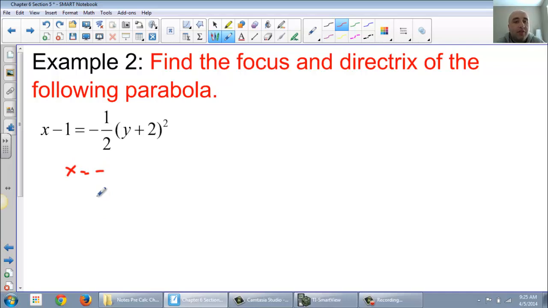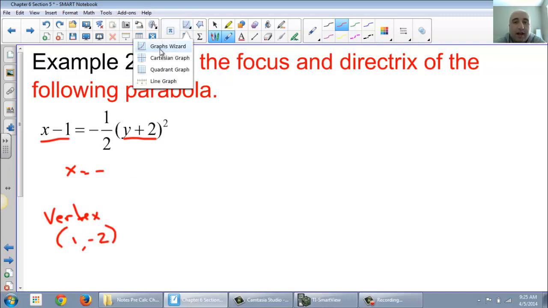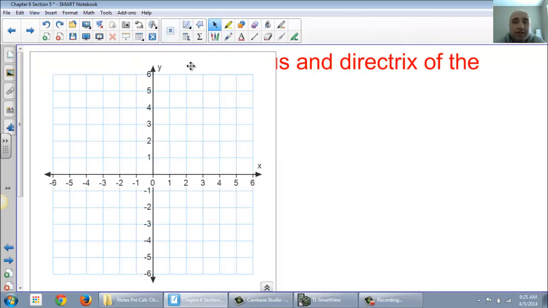Now, the problem is we have a number that's attached to x and we have a number attached to y. Hopefully you can recognize, which is the same as circles, ellipses, and hyperbolas, that we now have a different vertex. X is -1, so my vertex is 1 for x, and positive 2 will make it a negative 2 for y. So that's what I'm going to plot on my screen.